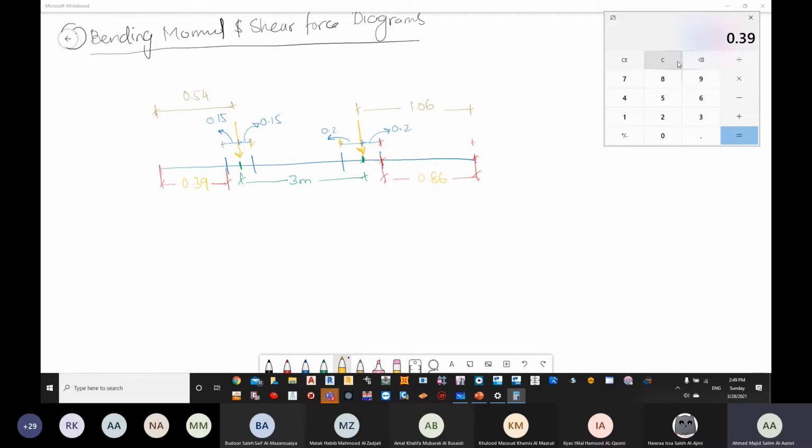So 0.39, the distance from the face of the footing till the face of the column, plus we have 300, so plus 0.3. Plus the distance from the face of the column to the other face of the column, which is 2.65. That is 3 meter minus half of the first column, which is 0.2, minus half of the second column, which is 0.15. Plus the second column, which is 0.4, gives 0.86, the remaining distance. So now we have confirmed that these are the correct values.